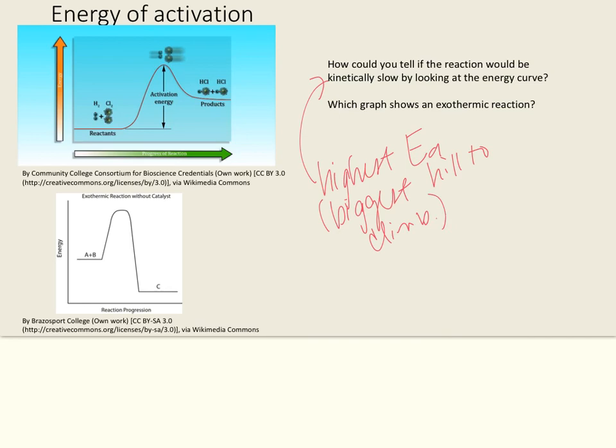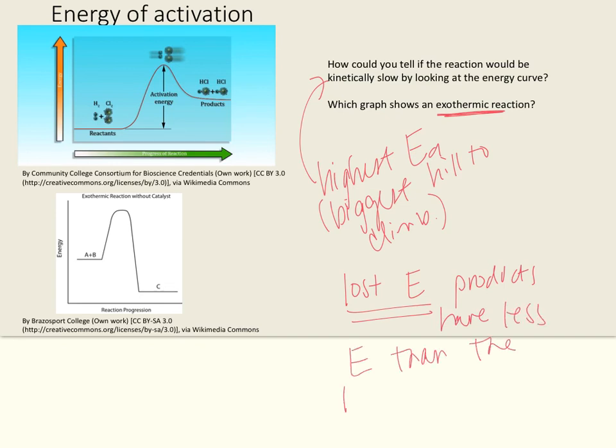All right, so exothermic reaction. And exothermic means it's lost energy. And so if it loses energy, then that means the products have less energy than the reactants started with. So right here we have reactants here, and then the products gained energy. So this would be endothermic. This one, we have the reactants at this energy level, and the products have much, much less energy than the reactants did. So this one would be exothermic, while this one was endo.